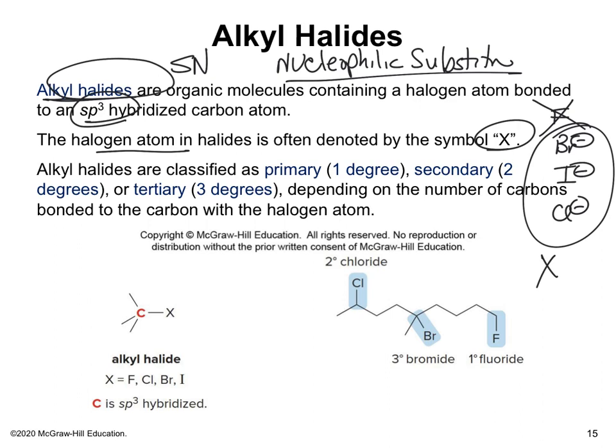You also need to be able to classify these as primary, secondary, or tertiary, depending on the number of carbons. So here, F is not going to be a leaving group. Even though it is an alkyl halide, it's not an F leaving group. Here, this is a secondary because this carbon is bonded to two carbons, so it's a secondary alkyl chloride. This carbon is bonded to three: 1, 2, 3. So it's a tertiary. And fluoride is not a leaving group.